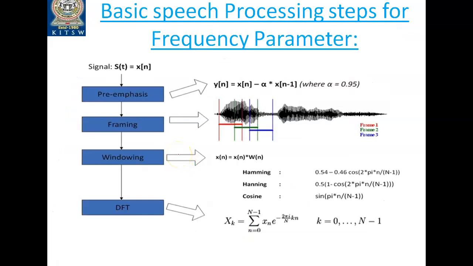And these are the basic speech processing steps for the frequency parameter that we already know. When you take the speech signal s(t) equal to x(n), first we need to pre-emphasize that signal, and then we apply the framing method. We divide the entire duration of the signal into different frames: frame 1, frame 2, frame 3, and so on. Then we apply any window that you wish, the Hamming or the rectangular window, each with its own characteristic response. Then we apply the discrete Fourier transform, and this is how we analyze the frequency spectrum.